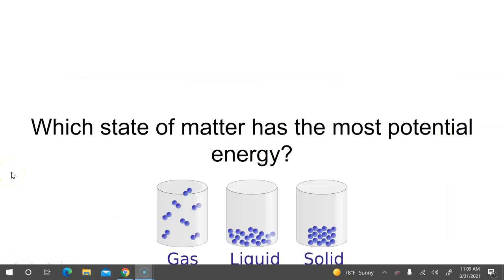Okay. Which state of matter has the most potential energy? Gas, liquid, or solid? Do we remember? A gas. A gas has the most potential energy because the particles are spread out enough that they can move all over the place, right? So gas has the most potential energy.